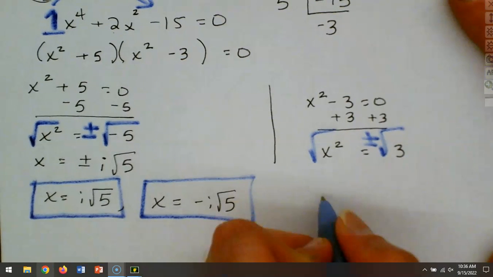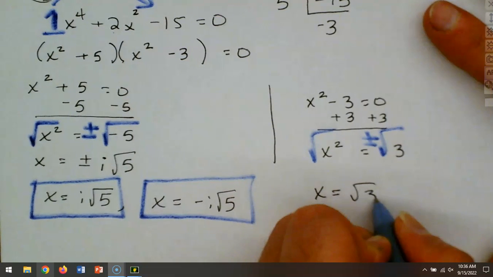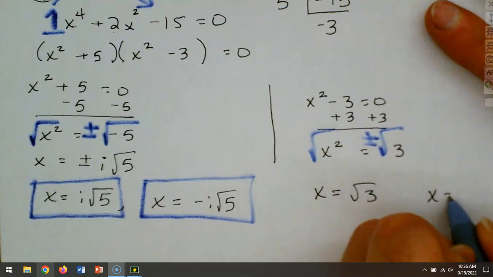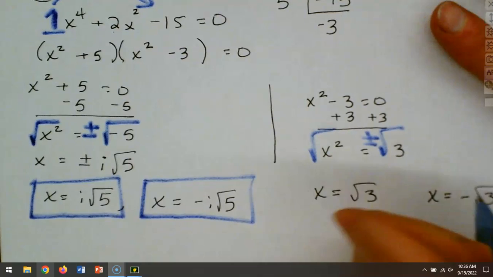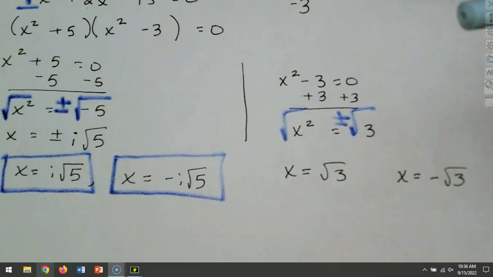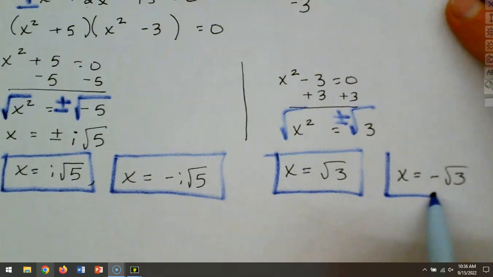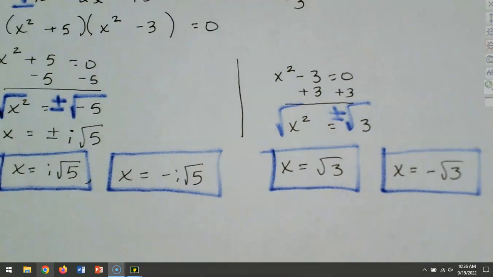So what are they if I write them out? X equals the square root of 3, and the other one is x equals minus the square root of 3. So there are my 4 solutions total. 2 from here, 2 from there. That gives you now your 4 solutions.